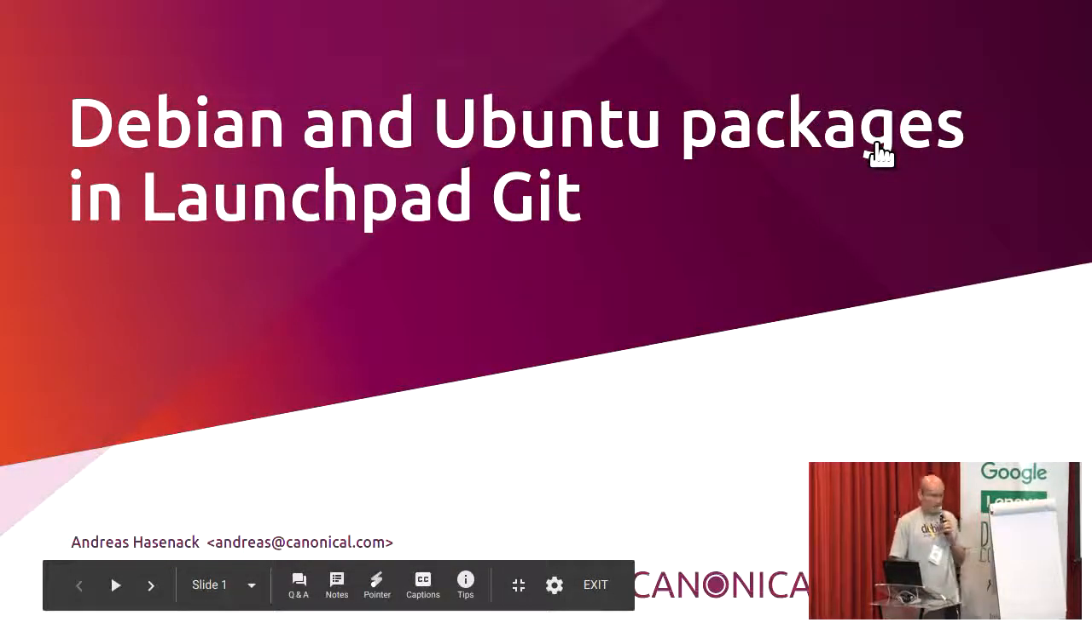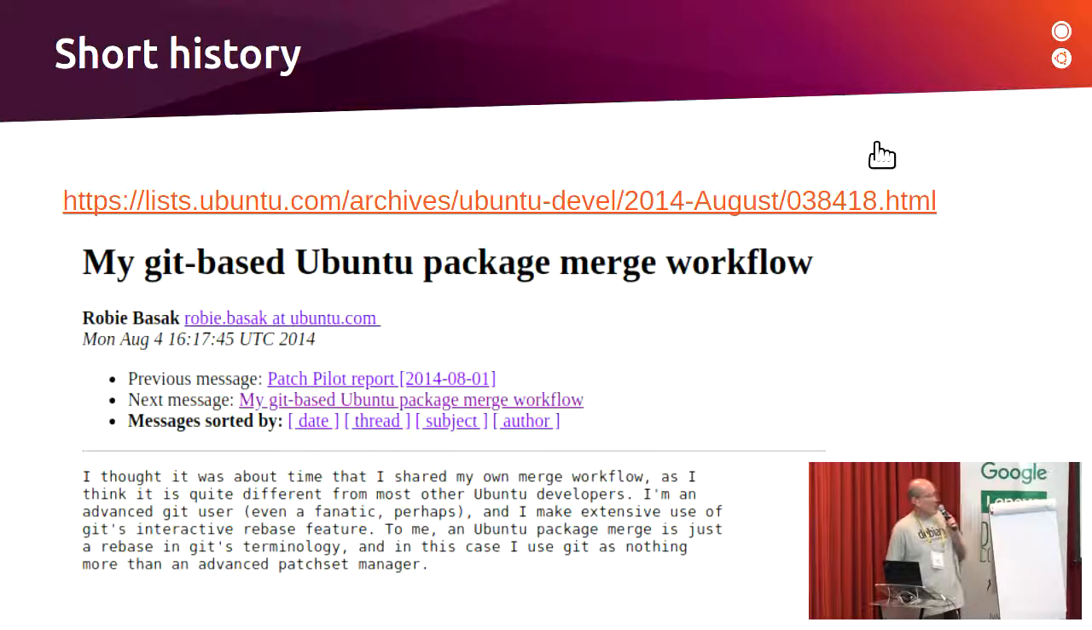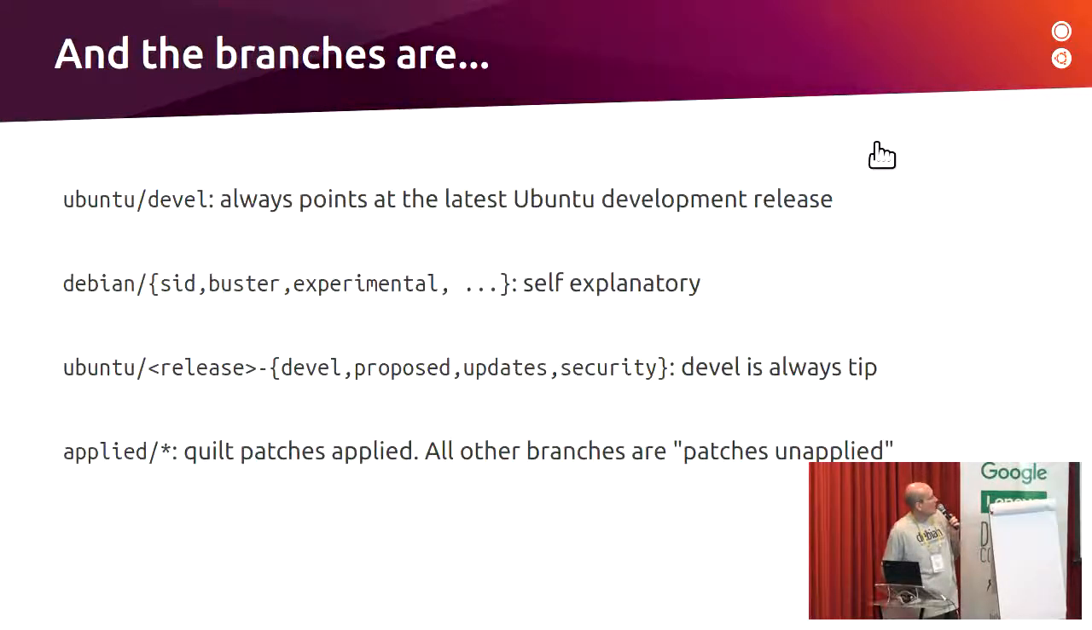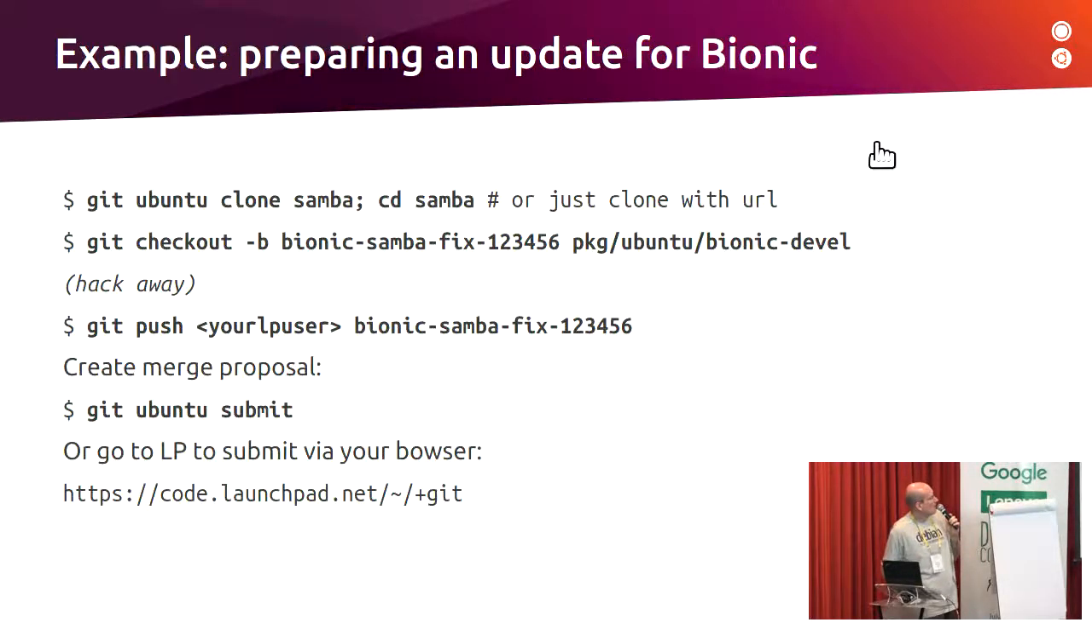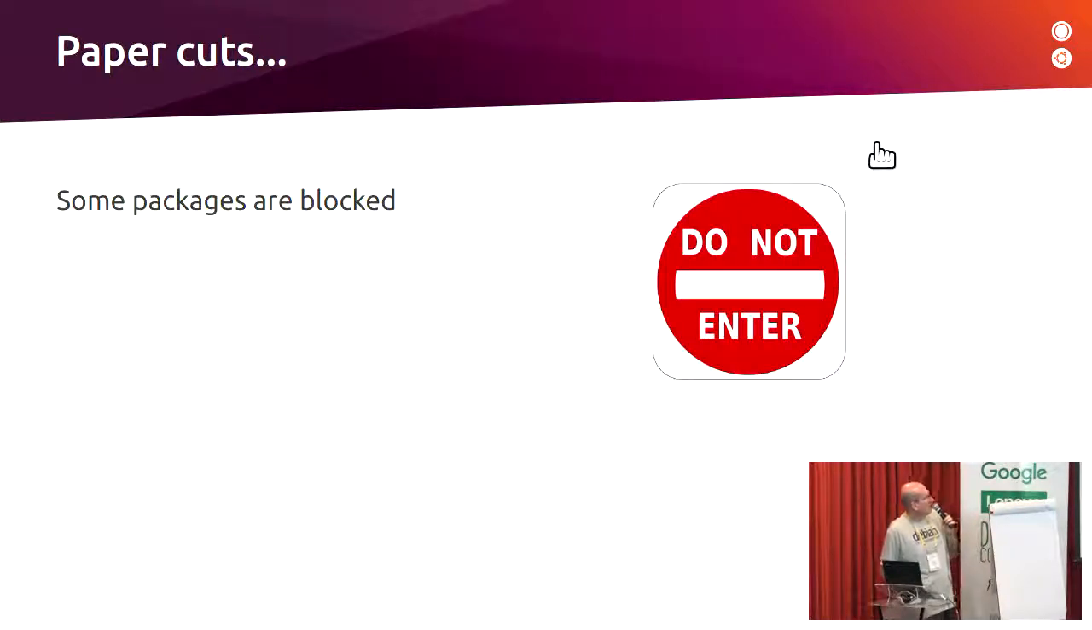So the paper cuts that I think are preventing more widespread adoption. Some packages we explicitly do not import. The most common reason is because they're huge. The kernel package is one such package. The source is over 150 megabytes. Also, the kernel team have their own way of managing things. They are really not that interested in this. In particular, there are no merges from Debian. Others, like LibreOffice, are just because they're really big.